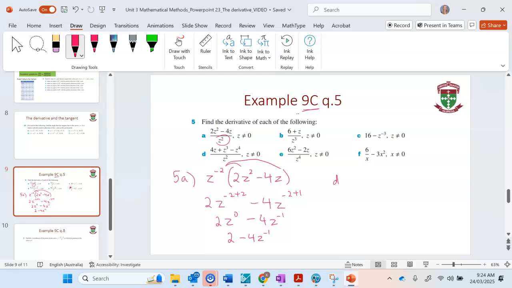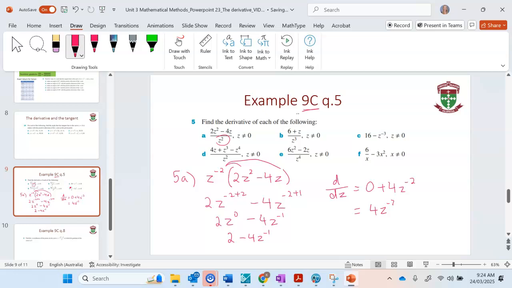So our derivative, which I'm going to write as d/dz because our variable is z, doing each term separately. So 2 becomes 0, and for negative 4z to the negative 1, that negative 1 multiplies the negative 4 to become plus 4. And then we reduce that power by 1, so it becomes negative 2. So we just end up with 4z to the power of negative 2.